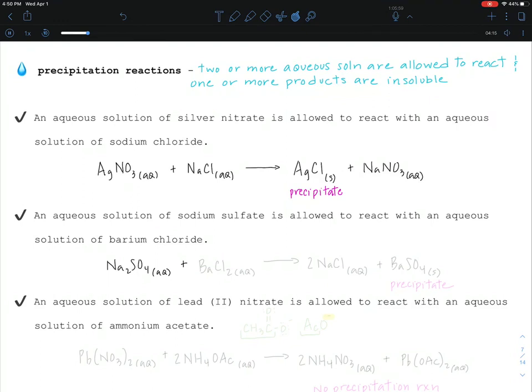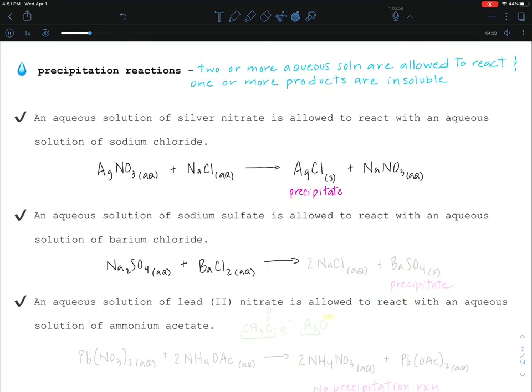This is allowed to react with an aqueous solution of barium chloride. Barium's in group 2, takes on a +2 charge. Chloride is a halogen over in group 7, takes on a -1 charge, so we're going to need 2 of those. And these are both aqueous.